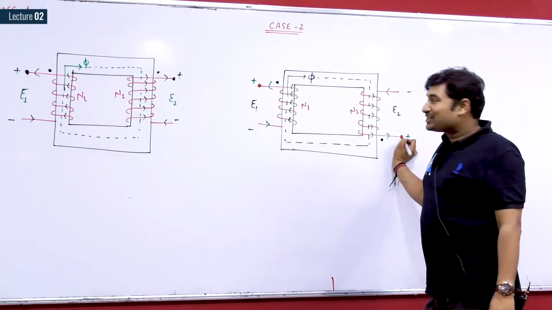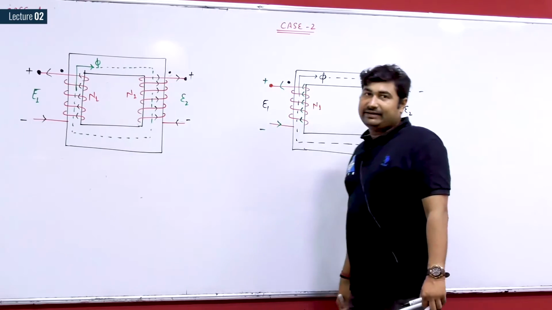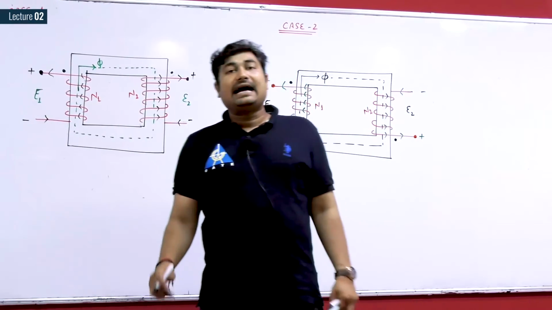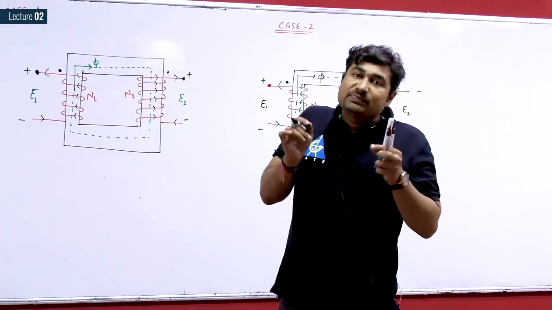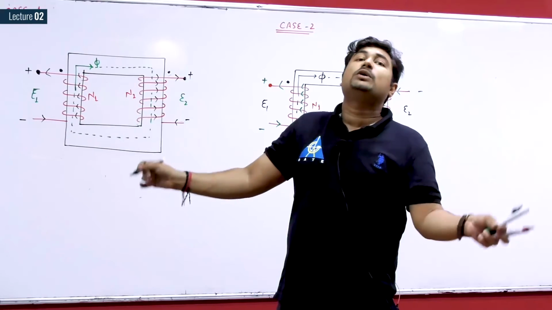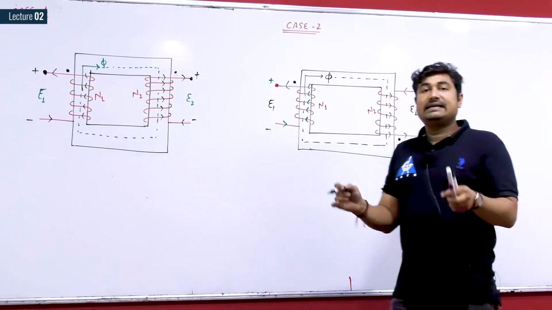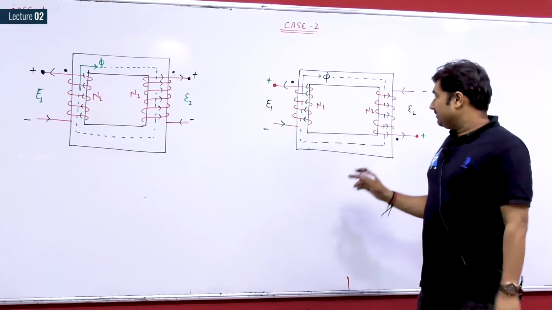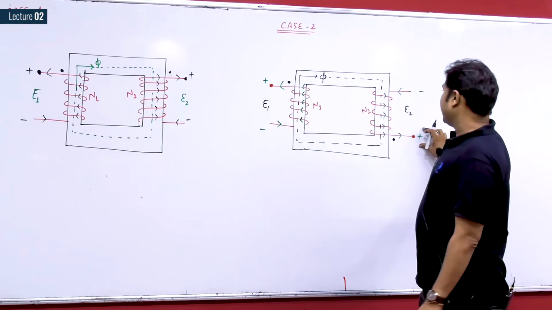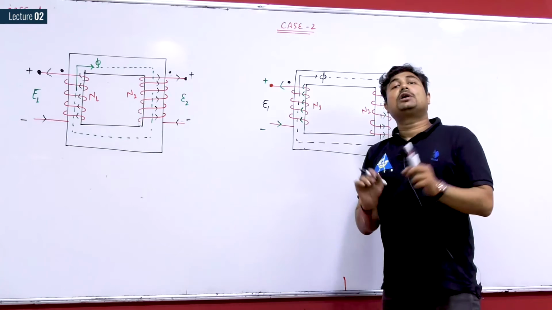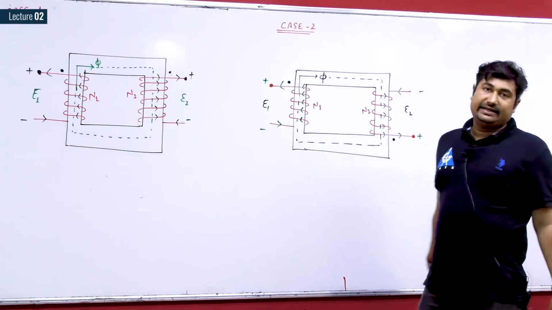Is it okay? Always remember that the dots do not represent positive or negative. Dots just represent that, for the same flux, the instantaneous polarity on two different coils wound over a core will be the same. At every instant, when the flux changes in this fashion, this will become negative and this will become negative. These two will become positive. So both the dotted ends will have the same polarity and both the undotted ends will have the same polarity.